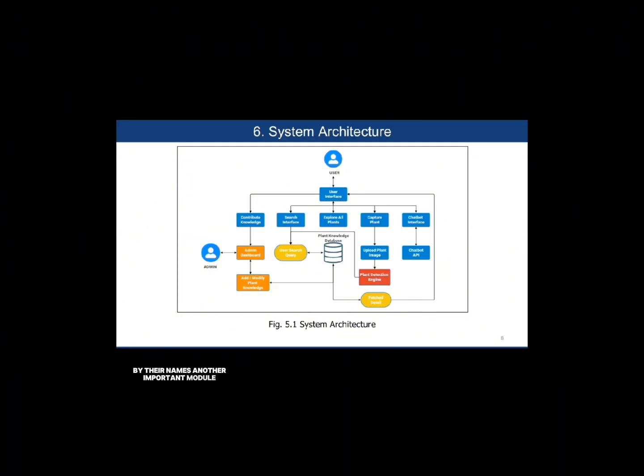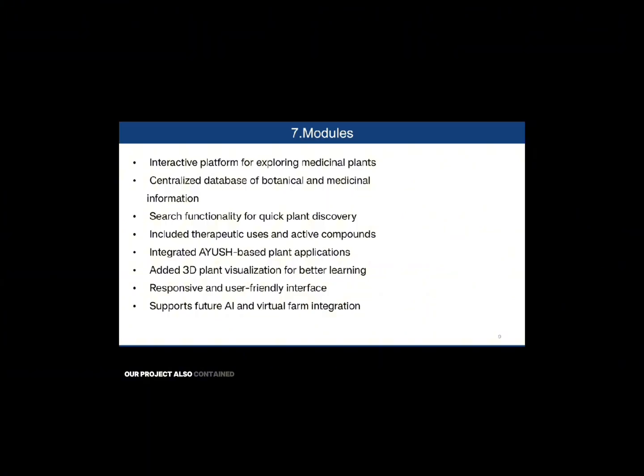We also implemented the search functionality that allows the user to quickly search for plants by their names. Another important module includes the therapeutic uses and active components of the medicinal plants. Our project also contains the Ayush-based application of the plants to provide educational and healthcare knowledge. Additionally, the platform has a responsive and user-friendly interface that works smoothly across devices. Future enhancements include AI-based plant identification and virtual herbal plant integration.